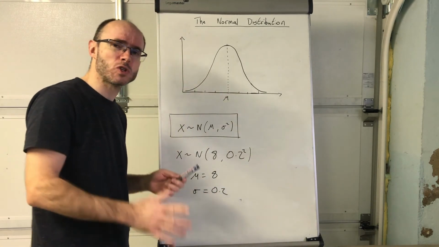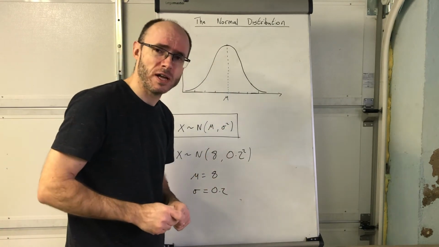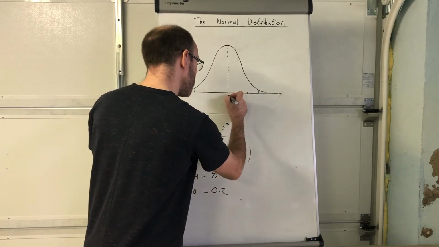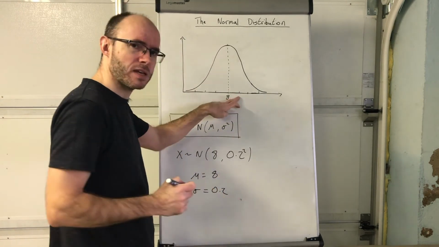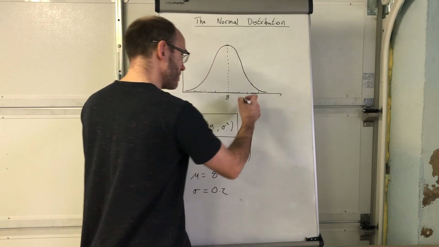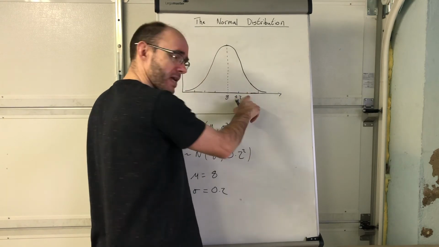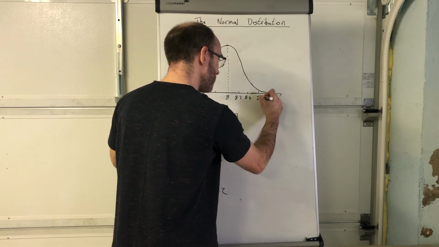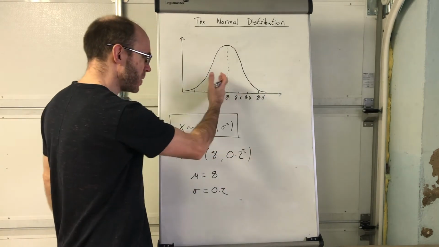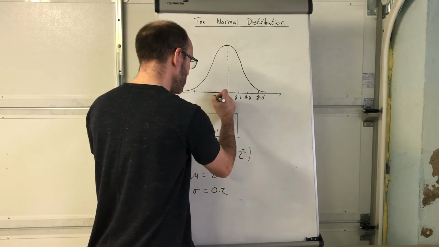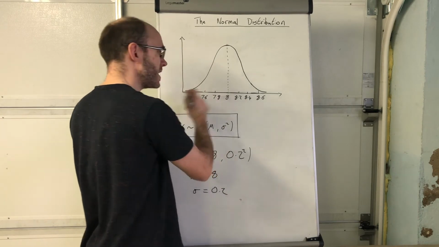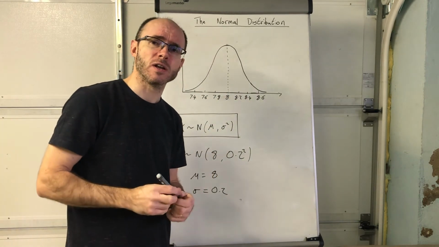So if you were to draw a graph with a normal curve, this is what it would look like. You could label that mean point as being 8 and then one standard deviation above, so 8.2, and then two standard deviations above, 8.4, and then three standard deviations above, 8.6. And then the other way, one standard deviation below, two below, and three below. Okay, so that is what your normal curve actually looks like.